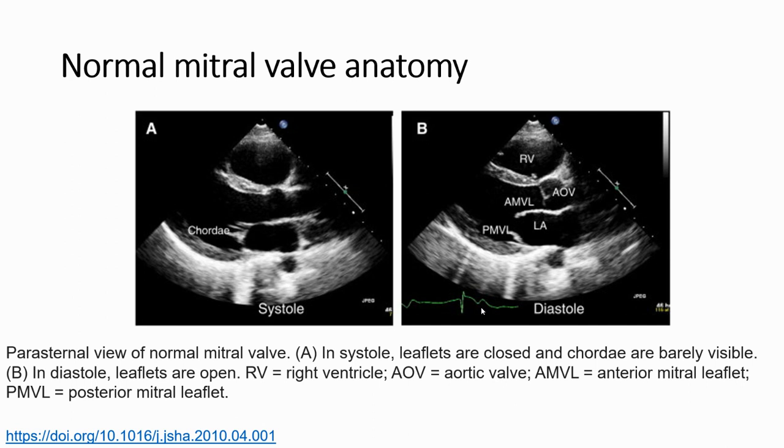So now we are going to review how the normal mitral valve looks in terms of the echo. In the parasternal view, in systole, leaflets are closed and chordae are barely visible. In images A and B, in diastole, leaflets are open. So what we can see clearly is the anterior mitral valve leaflet and the posterior mitral valve leaflet.